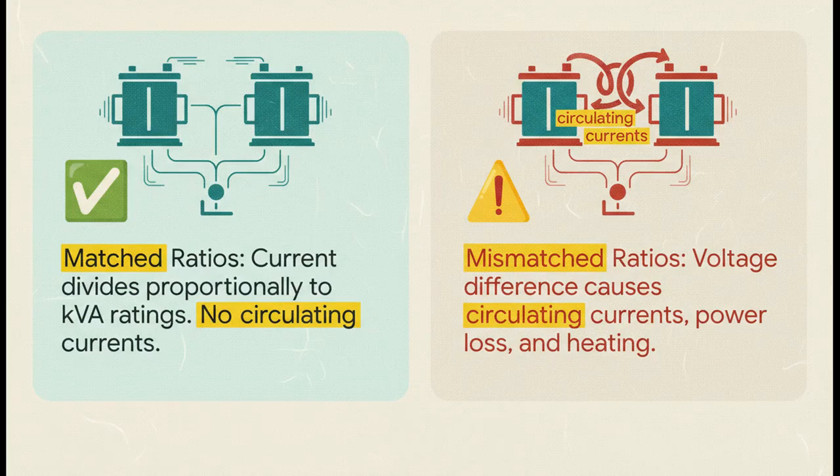Let's look at this side by side. On the left, with matched ratios, everything's great. The system is healthy, the load is shared proportionally to each transformer's kVA rating, no problem. But on the right, you see even a tiny mismatch in the turns ratio creates a voltage difference. And that difference acts like a little pump, forcing current to circulate between the transformers, doing nothing but generating heat and wasting energy, even when there's zero load on the system.